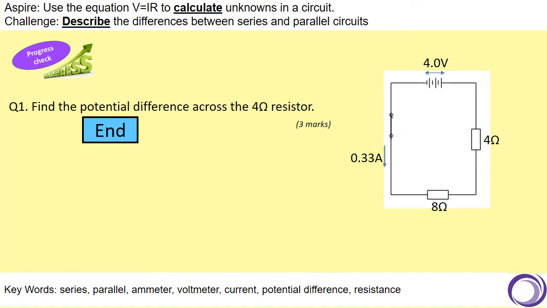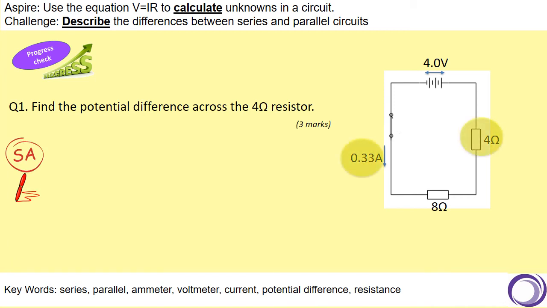We've got 4 volts across that battery, but we need to find the potential difference across the 4 ohm resistor. So it's going to be less than 4 because some of that 4 is going to be shared across the 8 ohm and the rest of it across the 4 ohm. In fact, because it's more difficult to get through the 8 ohm, there'll be a bigger potential difference across that one. So we're just going to use the values that we've got for this.